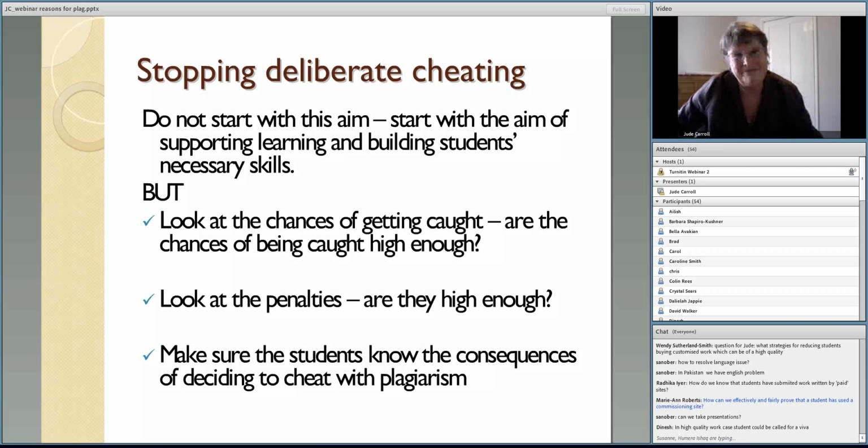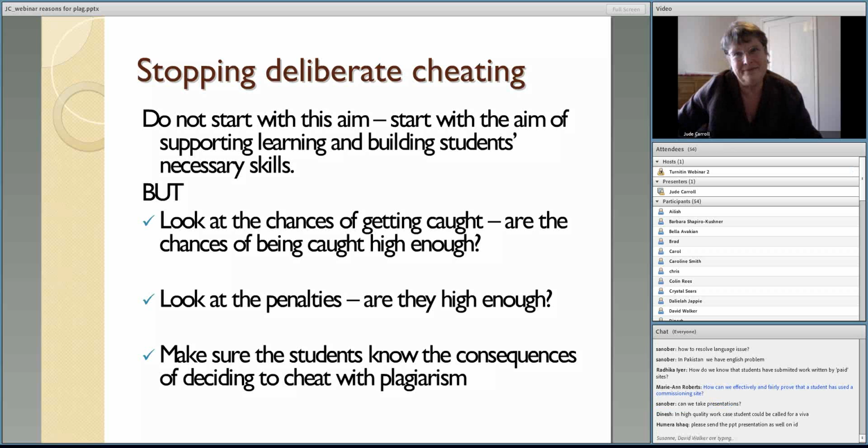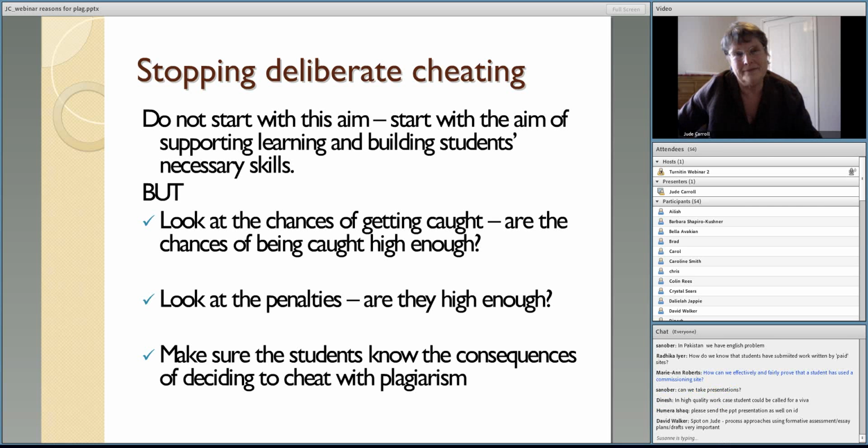Yes, we did have a comment about scheduling of assignments and how that can help. And I think that's probably something that will be dealt with in more detail in one of our other webinars on assessment design. But I don't know if you wanted to mention about that and how that can prevent perhaps deliberate cheating and prevent that sort of pressure at deadline time.